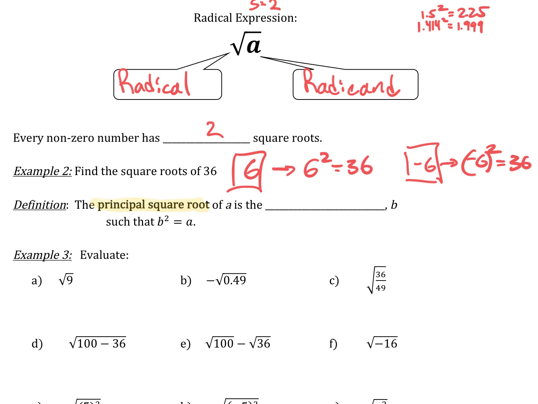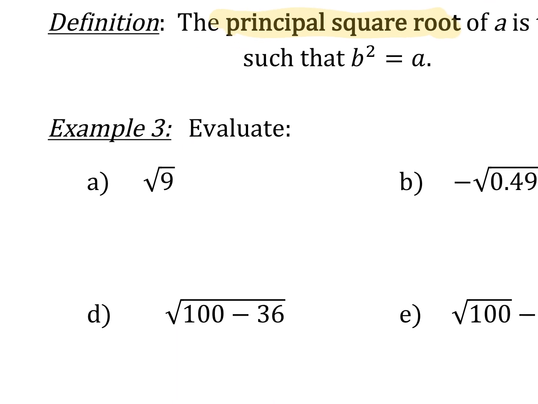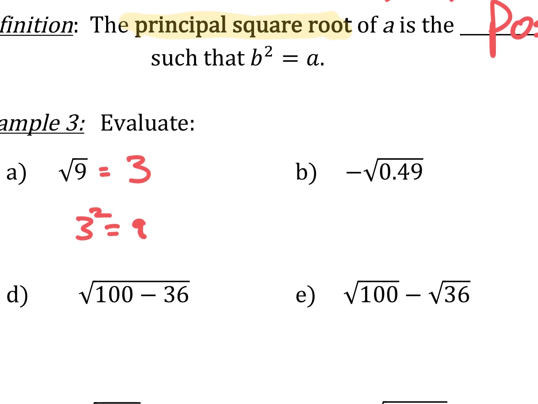The principal square root of a is the positive number b such that b squared is a. So that's the number that we can square to get a. The square root is the number that we can square to get the number inside. Let's cruise through some little examples to see how a square root works. If we have the square root of 9, that's saying what number times itself equals 9? And that's 3, because 3 squared equals 9. We can take the square root of whole numbers like that.